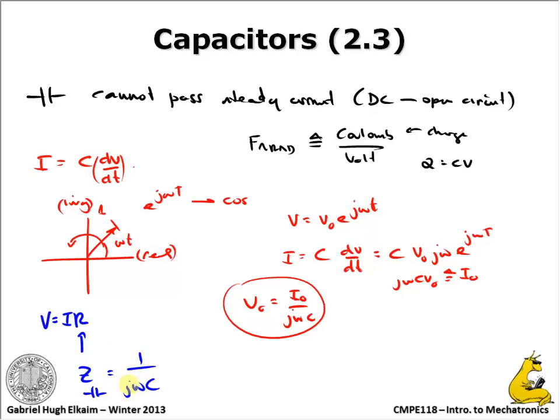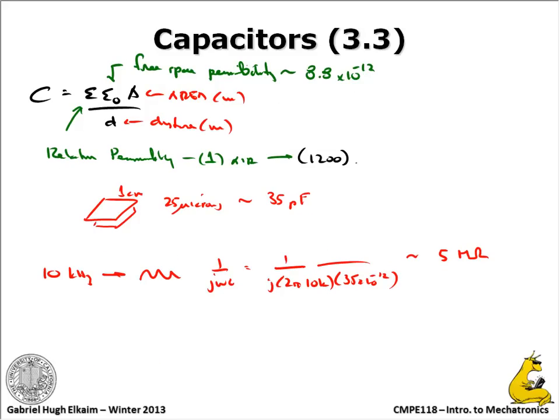What that means is that at omega equals 0, this turns into infinite resistance, which means it's effectively open. And at very, very high frequency, as omega gets large, this drops towards zero, and so it allows you to pass current.